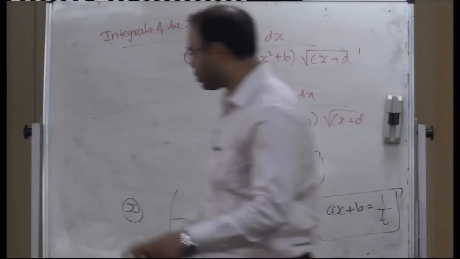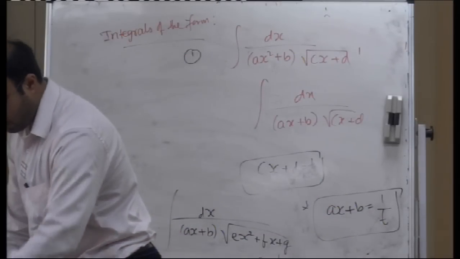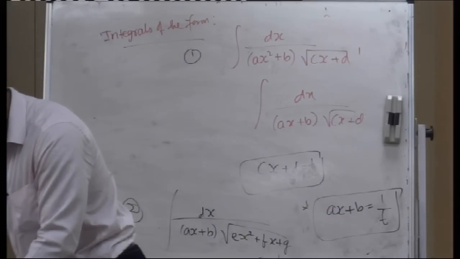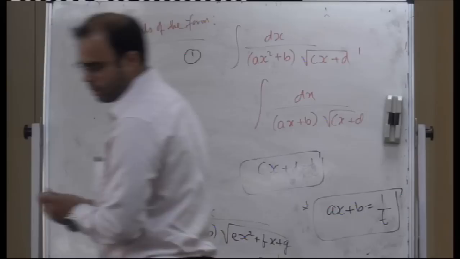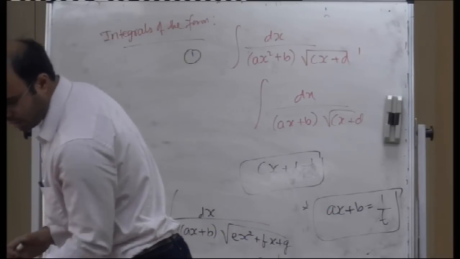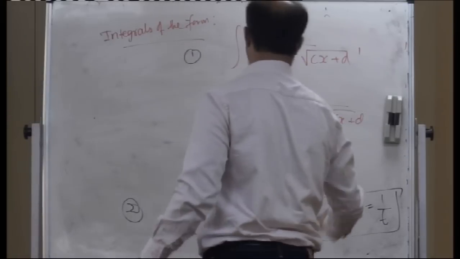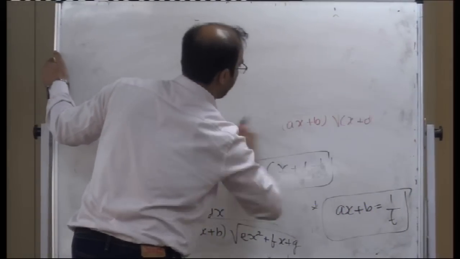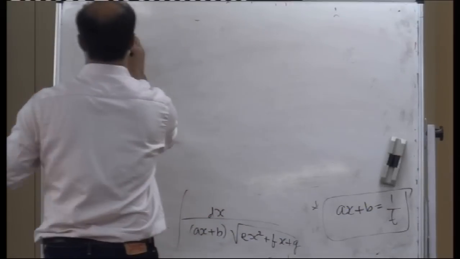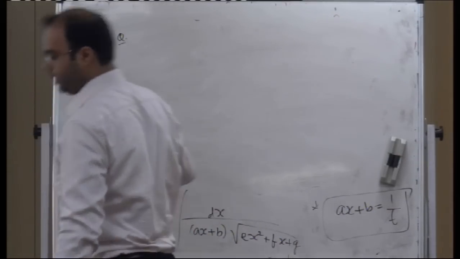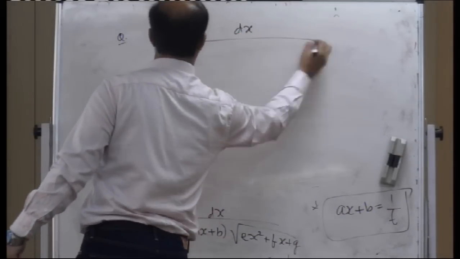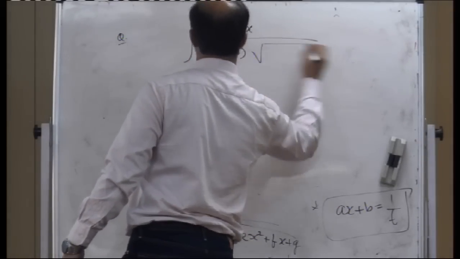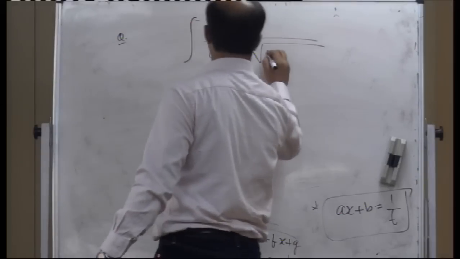Now let us see some questions on this, the second one. The first one you can obviously do it. So when we come across such a type of question, let us take this one, quite an easy one. Integral of dx upon x plus 2 root over x square plus 4x plus 8.